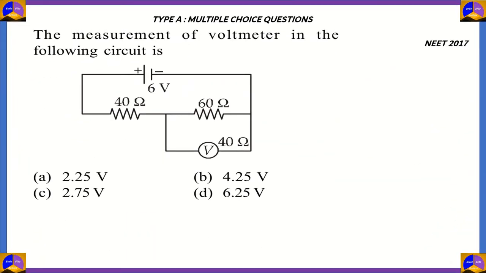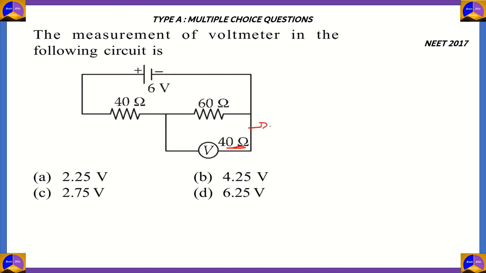Now, we have another circuit here. This is the next question. The measurement of the voltmeter in the following circuit is. So we need to find out the measurement of voltage through a voltmeter of resistance 40 ohms. So how do we solve this question?